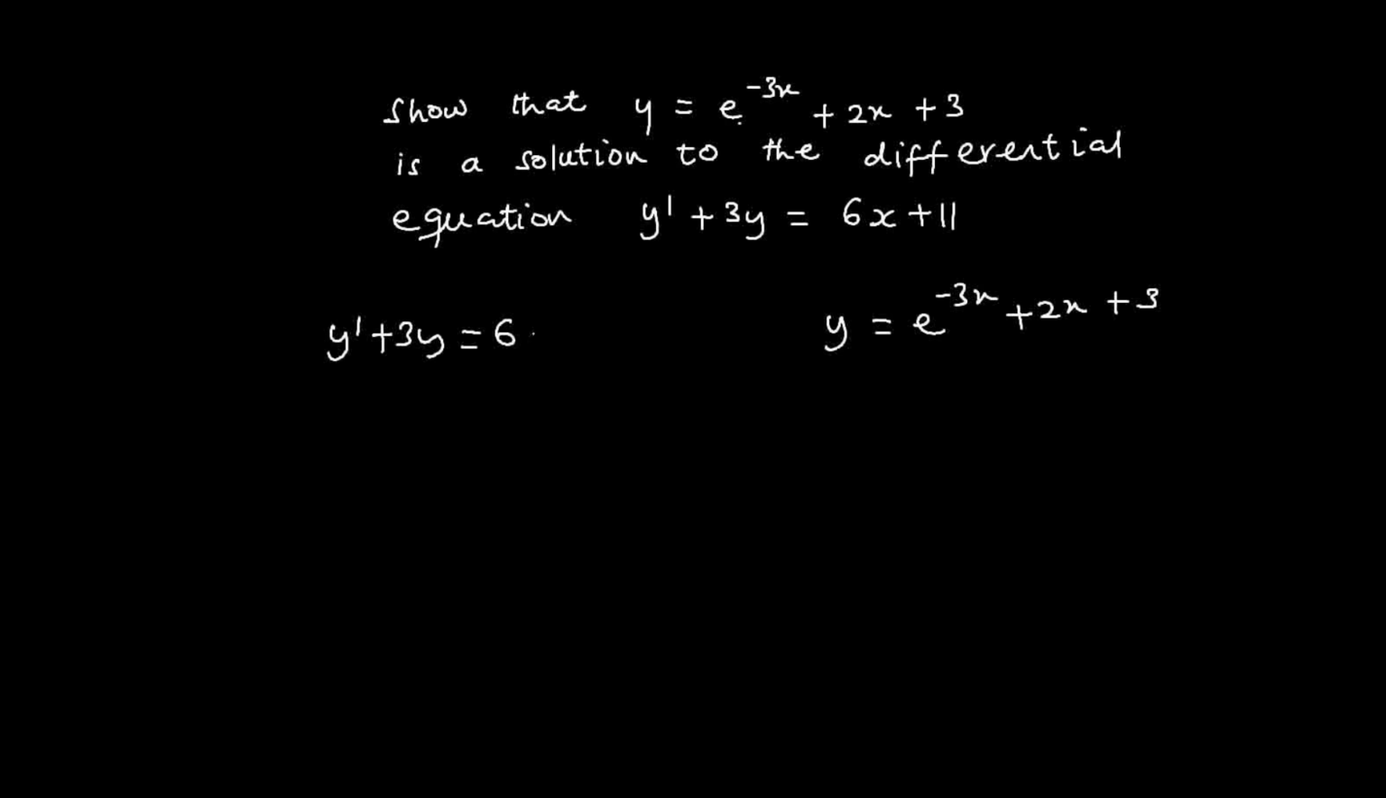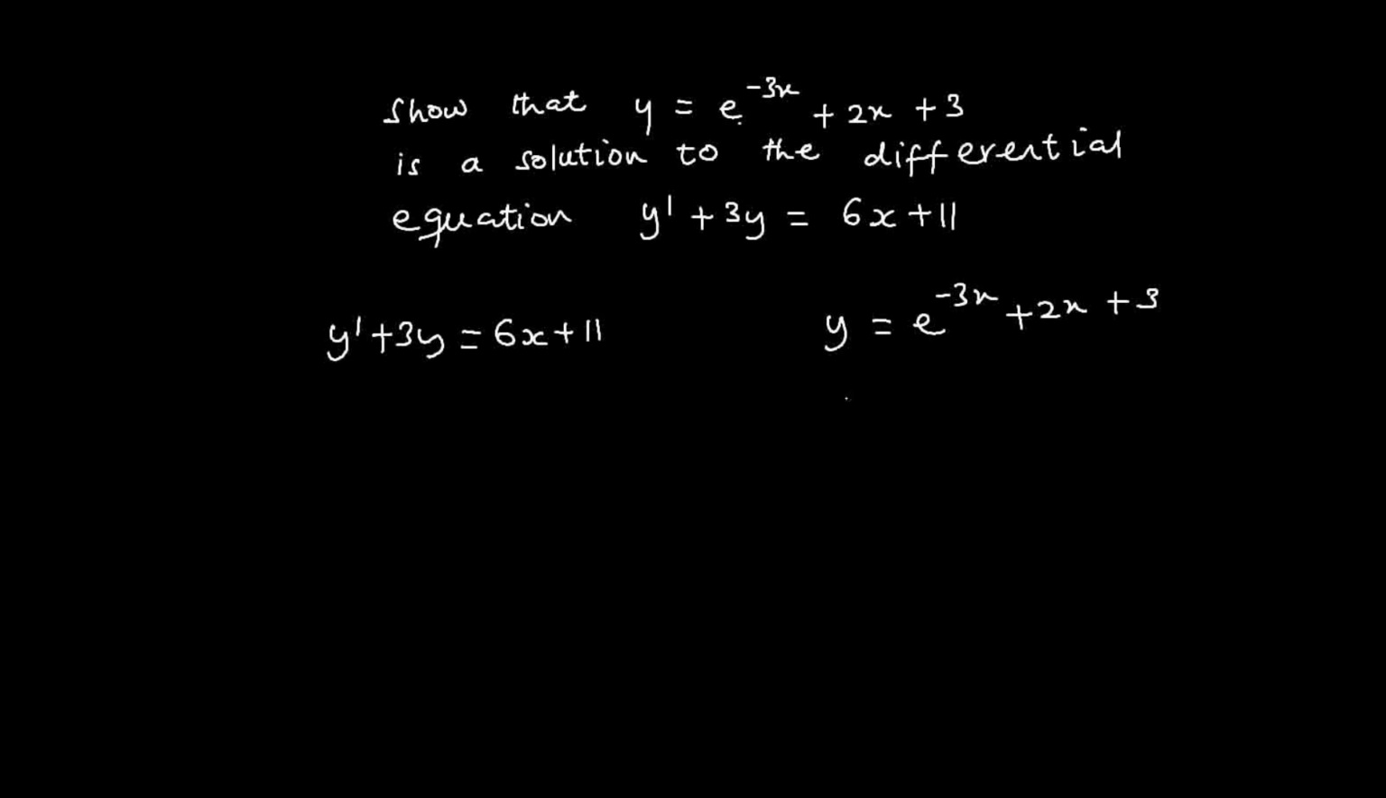So this is 6x plus 11. I'm going to substitute the first derivative of this function, and then the function itself, into this differential equation, and see whether we get the left hand side to be equal to the right hand side. If the left hand side equals the right hand side, then it is true, which means this function is a solution to the differential equation. But if you don't get the left hand side and the right hand side to be identical, then it will not be a solution to the differential equation.